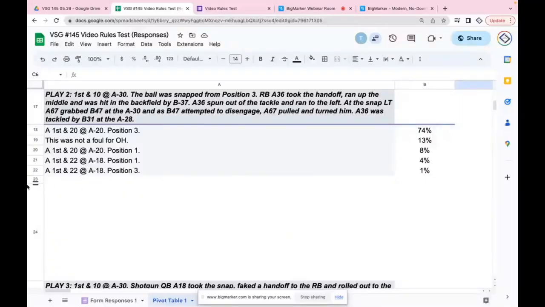So we drew a line through the first and 22s. We talked about why that's by rule not possible. It can't be out at position 1. That's where the end of the run is, and the end of the run is behind the neutral zone, so now the basic spot is the previous spot. We talked about why it actually is holding with all our factors involved. So boom, there it is. Three-quarters of the world said first and 20 from the A20 at position 3, and we agree.